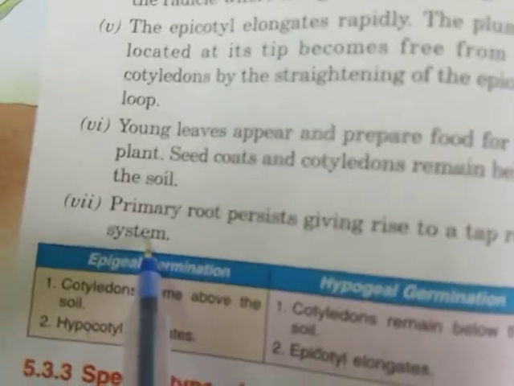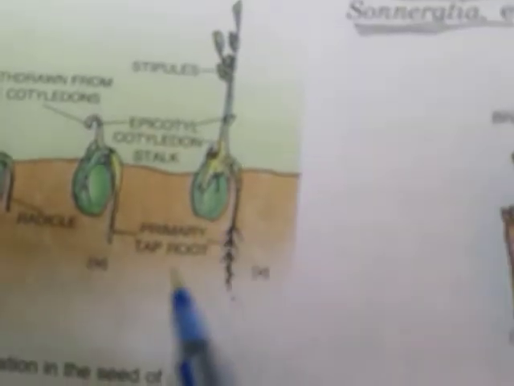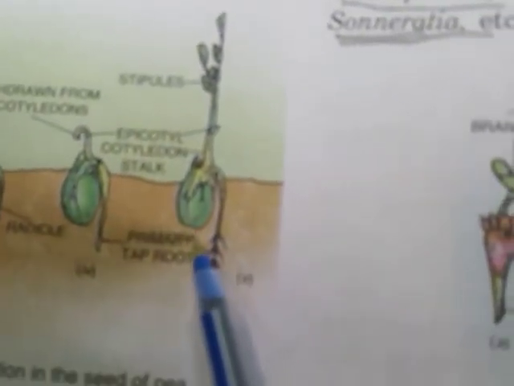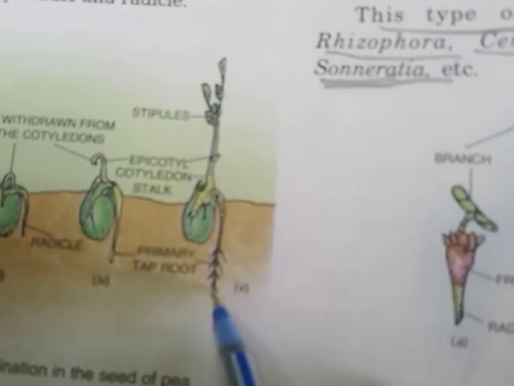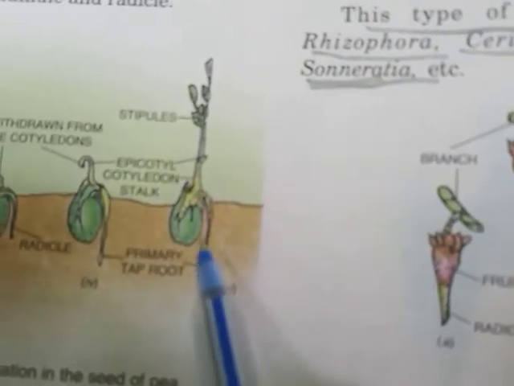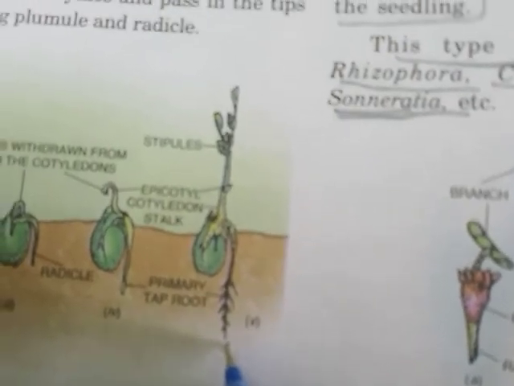Now young leaves appear and prepare food for the plant. Seed coat and cotyledons remain below the soil. Primary root persists and gives rise to a taproot system. Now here what happens, see children, the young leaves start appearing, and the seed coat and the cotyledons remain below the soil, and this primary root persists, and it gives rise to a taproot system. So this is all about the hypogeal germination in a dicot seed.